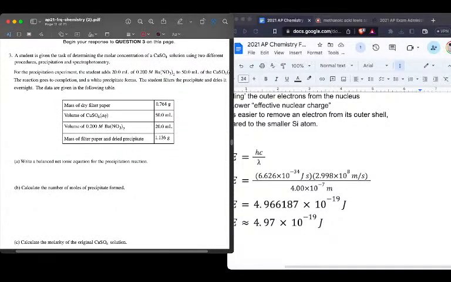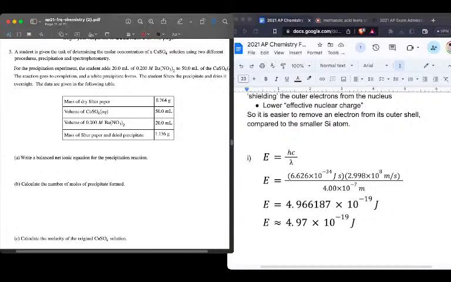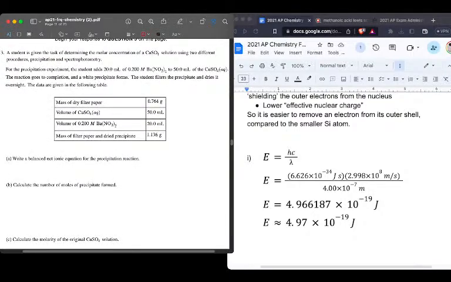Okay, we're going to move on. We got question 3. This is also supposed to take 23 minutes. It's taking me longer because I'm talking my own ears off. Set timer 23 minutes. A student is given the task of determining the molar concentration of a copper 2 sulfate solution using 2 different procedures, precipitation and spectrophotometry. My 2 favorites. For the precipitation, 20 mL of 0.2 molar barium nitrate is mixed with 50 mL of copper sulfate. The reaction goes to completion. White precipitate forms. Filter it. Dry it. Here's the data.